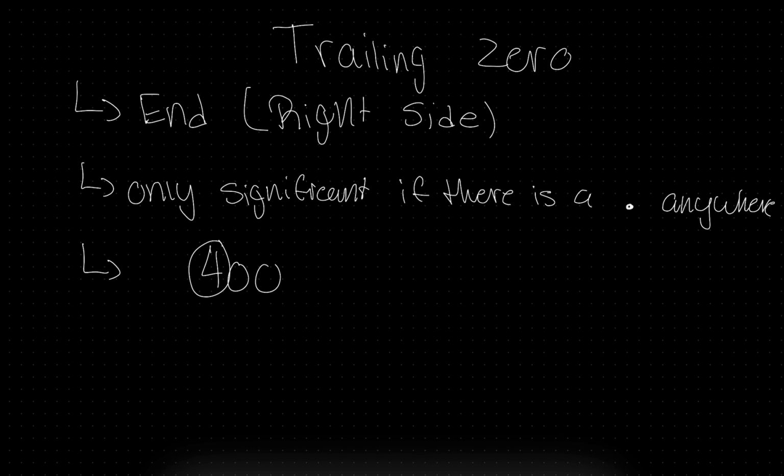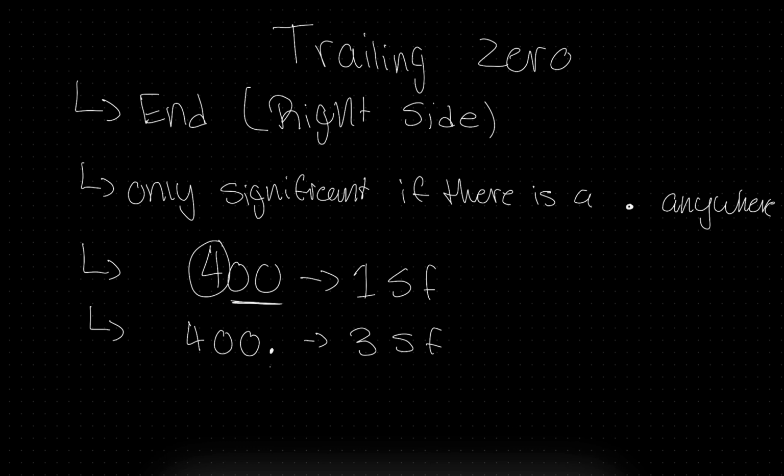Trailing zeros are never significant if there is not a decimal place. So there's no decimal place here, so these two zeros are not significant, meaning this only has one significant figure. But now let's take the same number and add a decimal place. Suddenly, this number has 3 significant figures, because this decimal place turns these two zeros into significant figures. And we already know 4, as a non-zero integer, is also significant, meaning the whole thing is 3 significant figures.